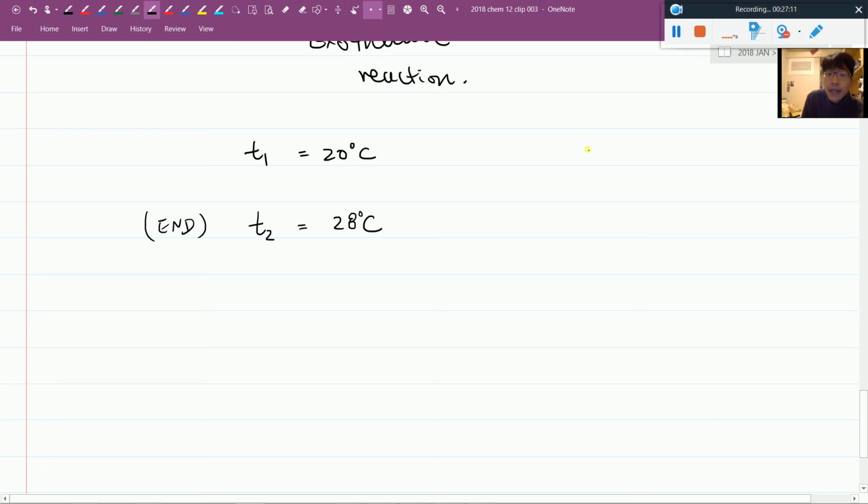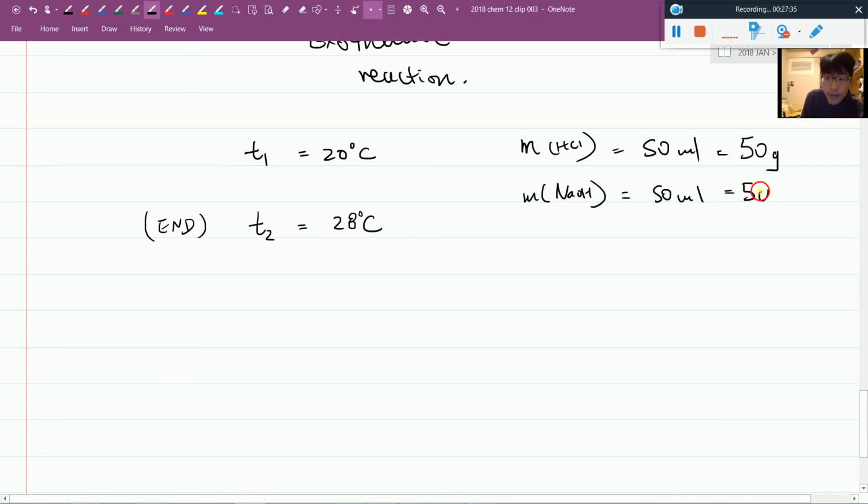The other thing that you need to know is the mass of your sodium hydroxide and the hydrochloric acid, which is given by the volume. So let's say I've got 50 mils in there, 50 mils and 50 mils. I told you before, we assume that equals 50 grams. 50 grams. I make it extremely easy.